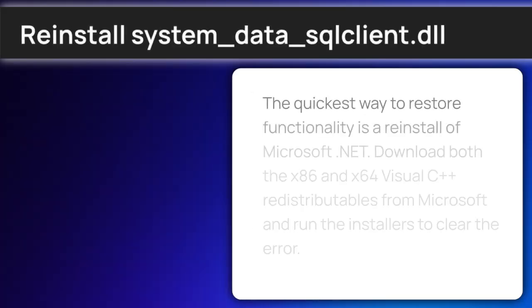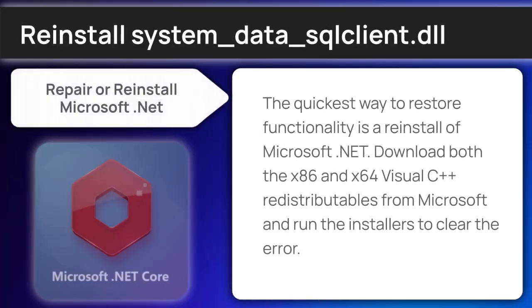The quickest way to restore functionality is a reinstall of Microsoft .NET. Download both the x86 and x64 Visual C++ redistributables from Microsoft and run the installers to clear the error.